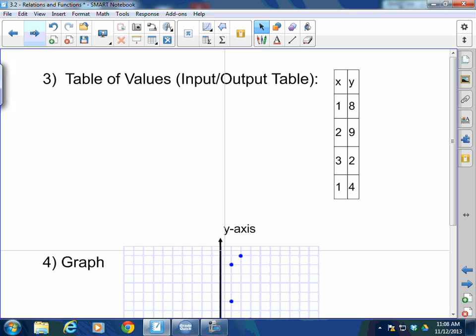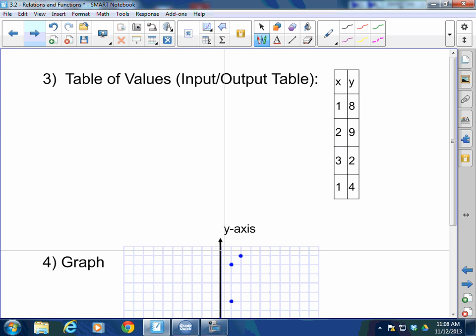Number 3, you can make a table of values, an input and output table. Input, remember, that's the independent variable, that's the x. Depending on what x is, y will change. Y is the output or the dependent variable. So I can make an xy table and show my ordered pairs, but in a table: (1, 8), (2, 9), (3, 2), (1, 4).